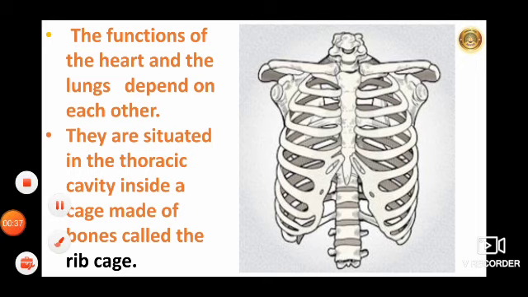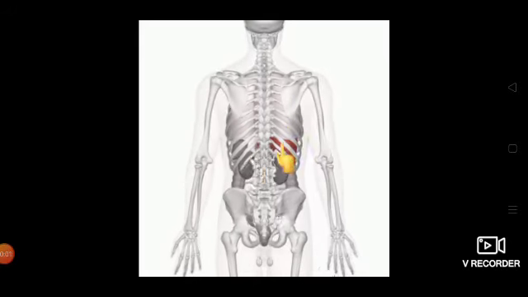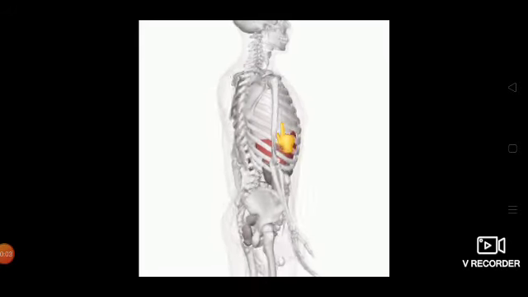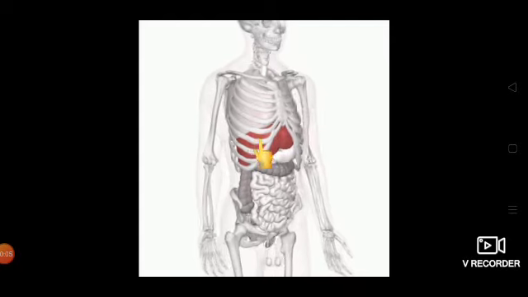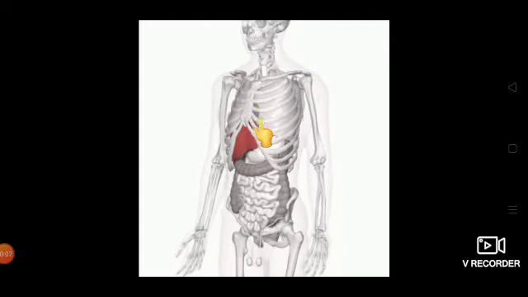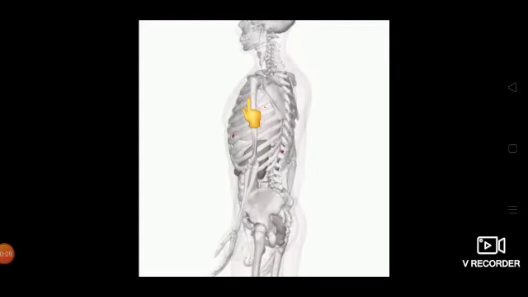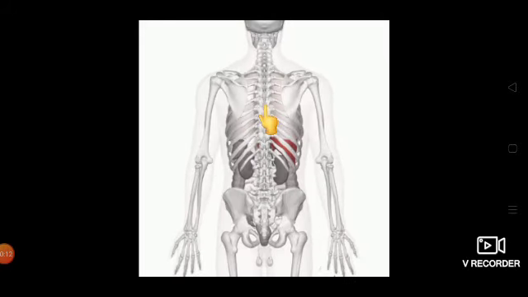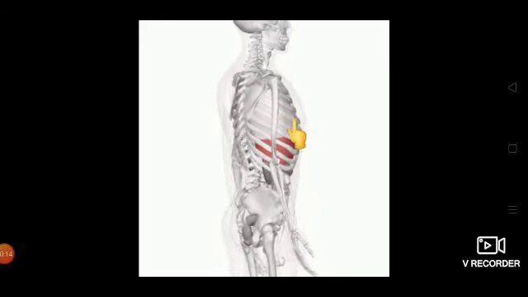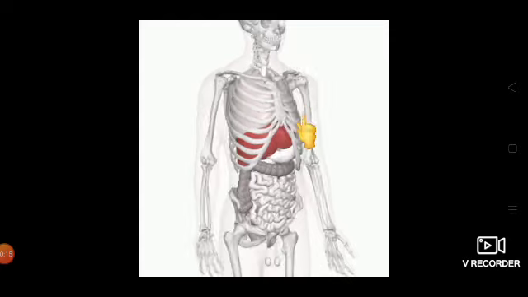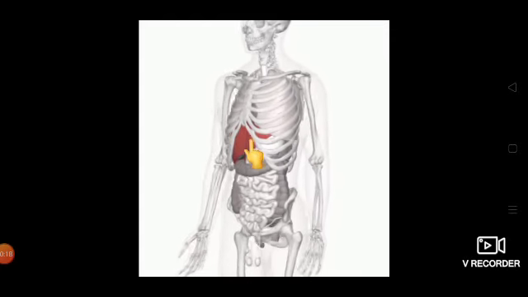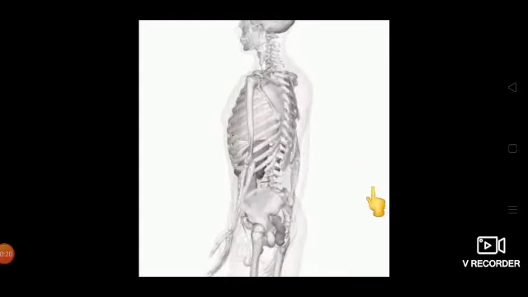Have you all understood? See, can you see here? This is a rib cage. See, inside the rib cage, lungs and the heart are situated. Have you all understood? Where is the rib cage? This is the rib cage. Cage of bones, and inside it the lungs and heart are situated.